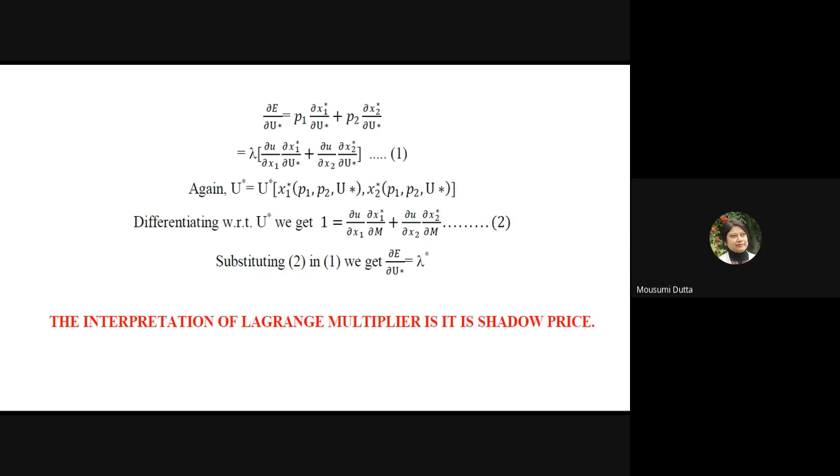In a similar fashion, I'm replacing P1 and P2 by lambda del U by del X1 and lambda del U by del X2. So I'm replacing P1 by lambda del U by del X1 and then P2 by lambda del U by del X2, and presenting this as equation number 1. Then I'm considering the constraint, that is U star, and taking the derivative of this with respect to U star only.